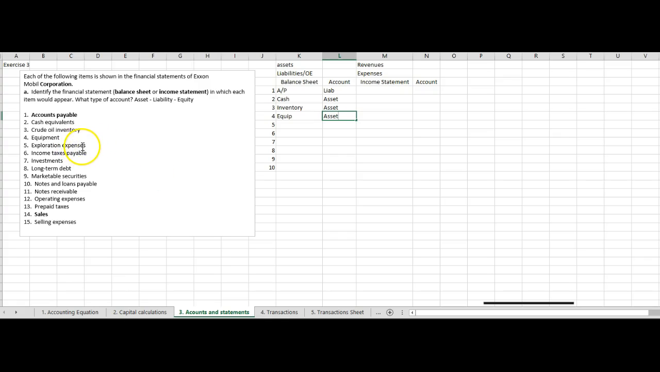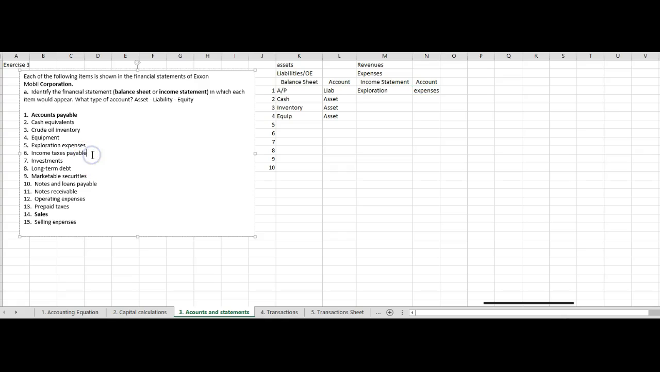Exploration expenses. Here's a key. Expenses, where do you think that might go? That's going to come over here on the income statement, right? And it tells you what kind of an account it is. It's an expense. It helps if you spell it right.